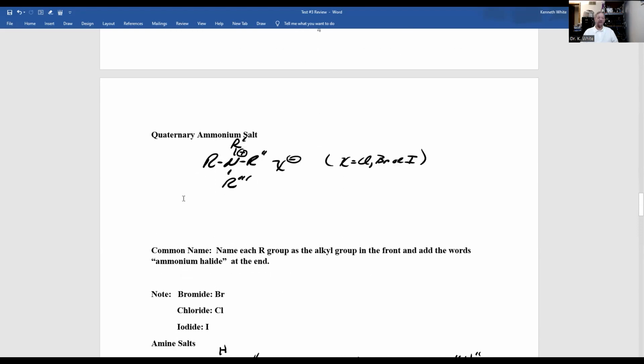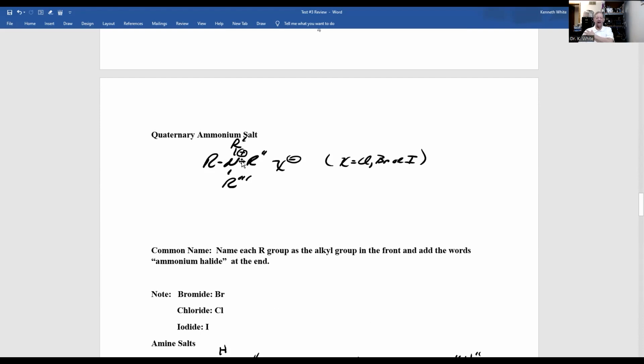Now, there's a special nitrogen derivative of an amine, and that's called the quaternary ammonium salt. And quaternary ammonium salts, I have a number of US patents in, I'm a world authority in it. And you have 4 R groups on the nitrogen.